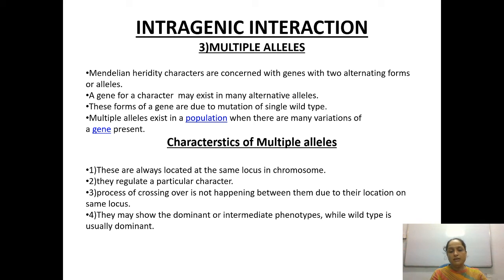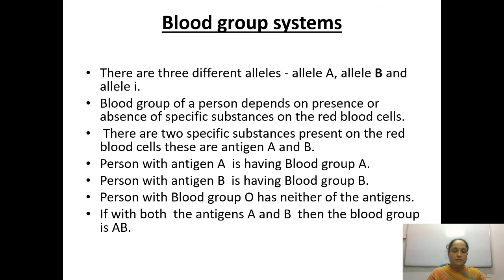They may show the dominant or intermediate phenotypes. वो dominant भी show कर सकते हैं, intermediate भी show कर सकते हैं. While wild type is usually dominant, और जो wild type होता है उनका जो original version होता है that is usually dominating. Next one. This is an example of multiple allelism only.